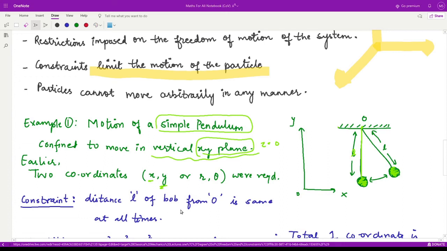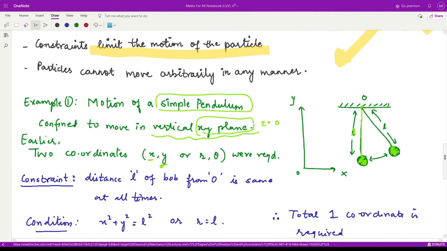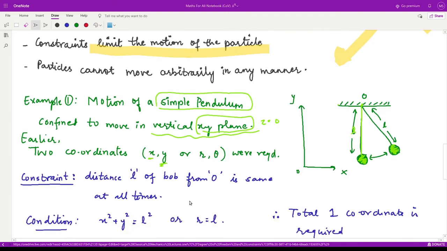The distance L of the bob from O is the same at all times, it is not changing, so it serves as another constraint. If we are dealing with Cartesian coordinates, it would be x squared plus y squared equals L squared, or if we are dealing with polar coordinates, with theta being the angle and this distance equal to r, then r is simply equal to L. So this is also one of the constraints. So we saw two constraints here.